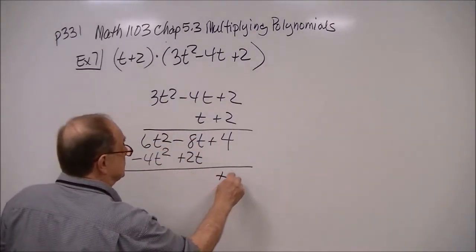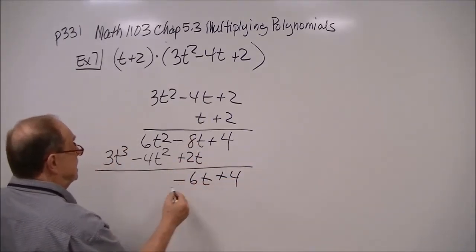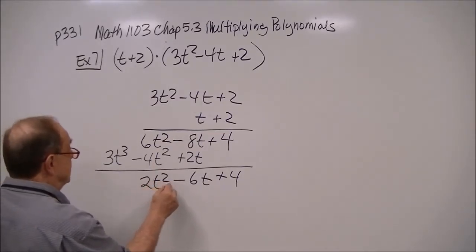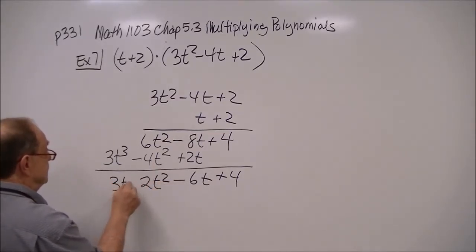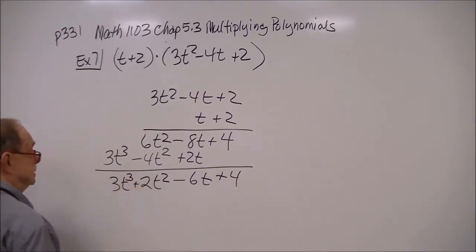So this will be a plus 4. This is going to be a negative 6t. This will be a 2t squared. And this is a 3t cubed. And that was plus.